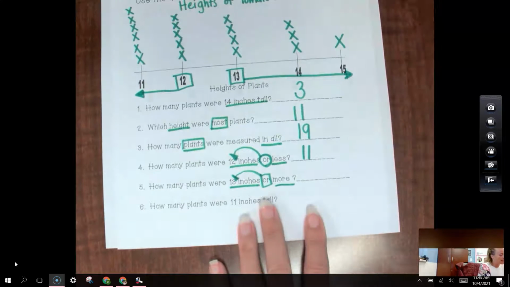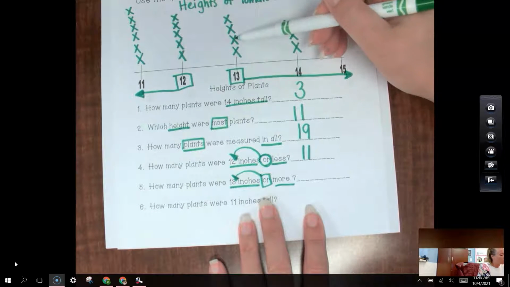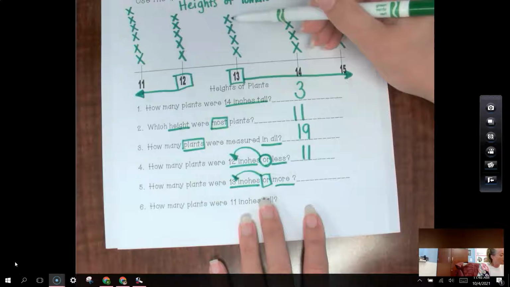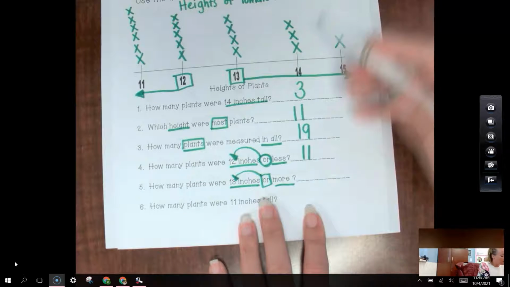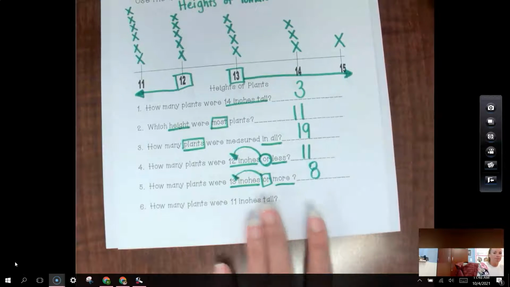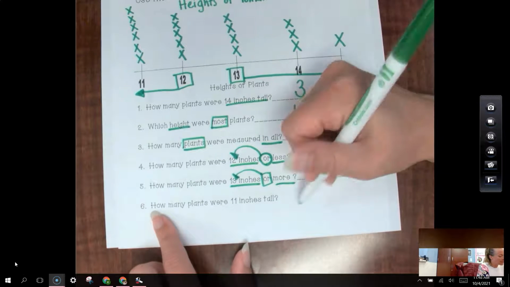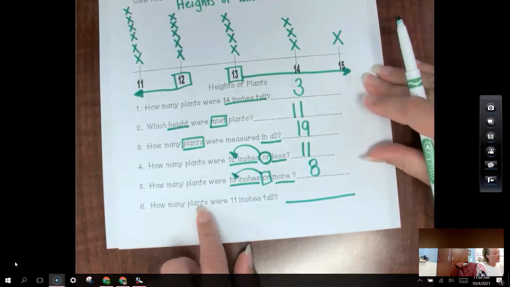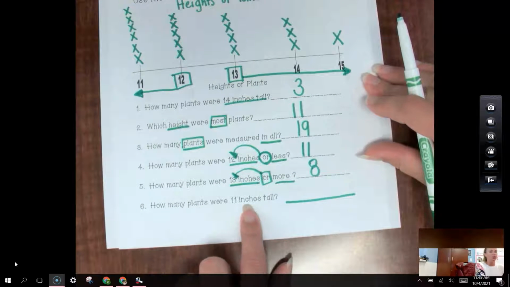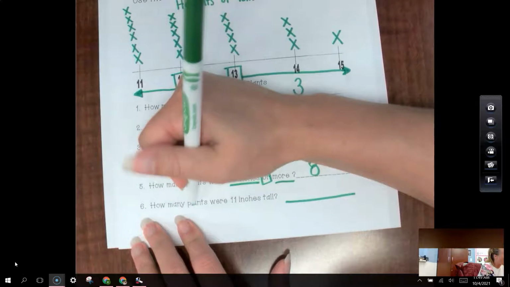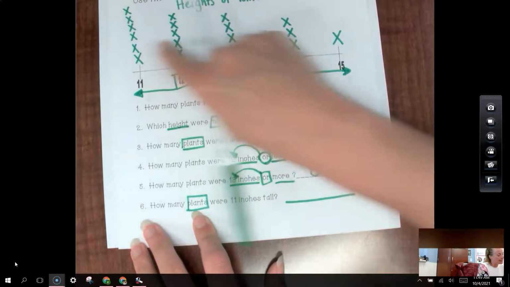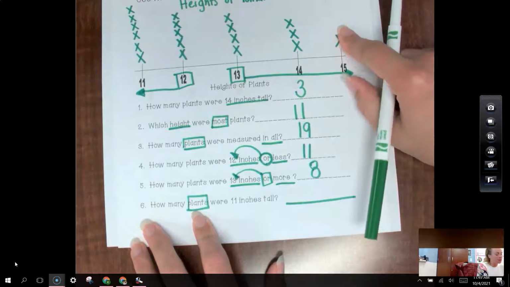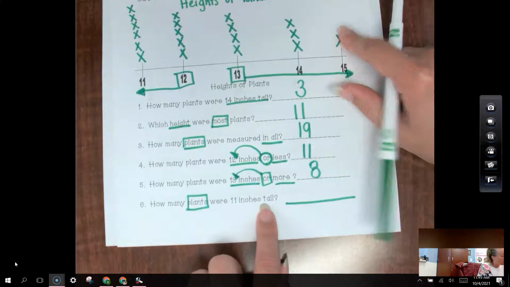Let's count those X's. 1, 2, 3, 4, 5, 6, 7, 8. The answer is 8. The next question says, how many plants were 11 inches tall? I want to know about the plants. Remember, plants are X's. So how many plants were 11 inches tall?